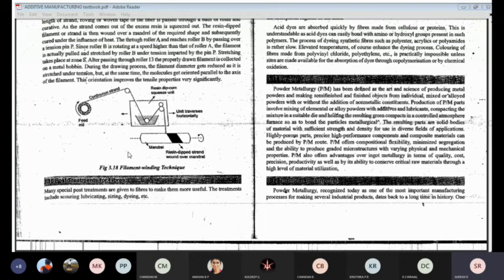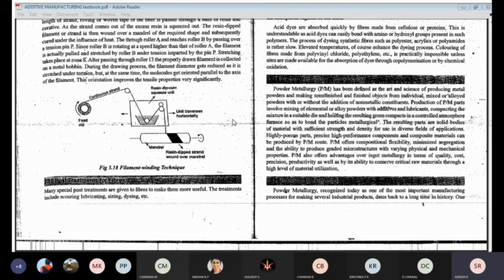So we covered the two important topics: the filament winding process and the lay-up process. So next we're going to start with the introduction to powder metallurgy. What exactly is powder metallurgy and what are the numerous applications of powder metallurgy?